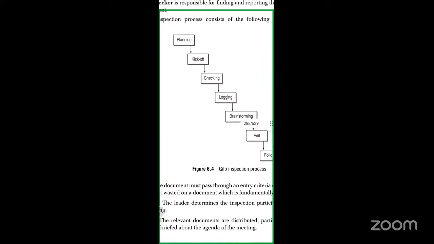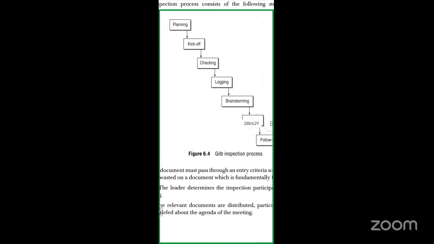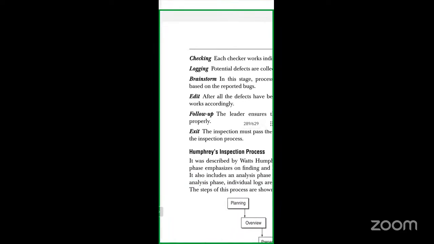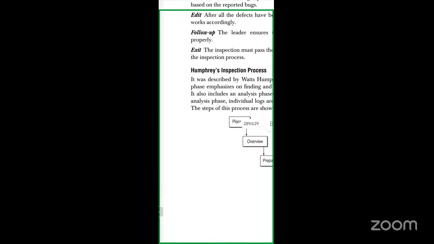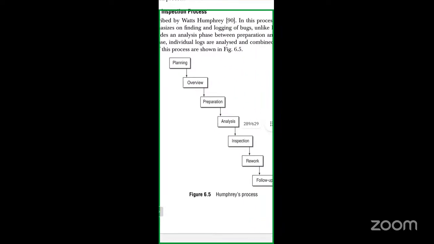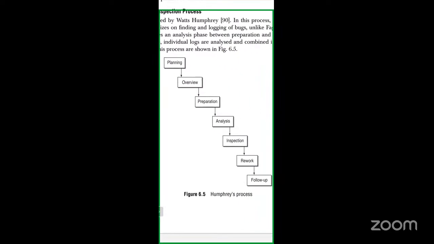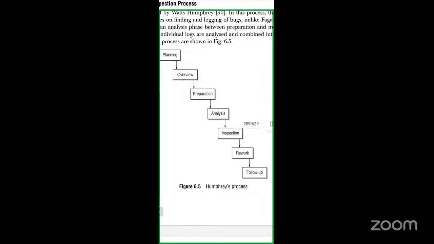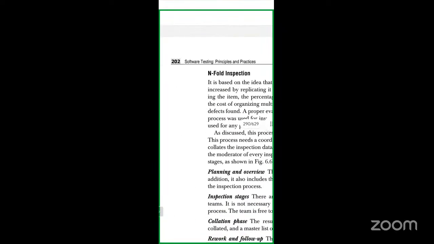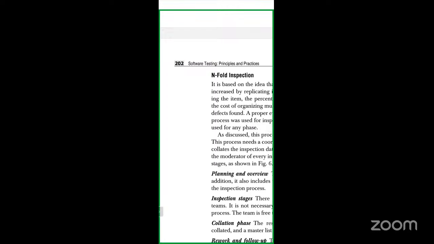That is, you are having planning, kickoff, checking, logging, brainstorming, edit, and follow up. So this process you can adopt, or that process you can adopt, or you can also go for M-phrase inspection process, which is again having planning, overview, preparation, analysis, inspection, rework, and follow up. Okay, these are the processes we are having.